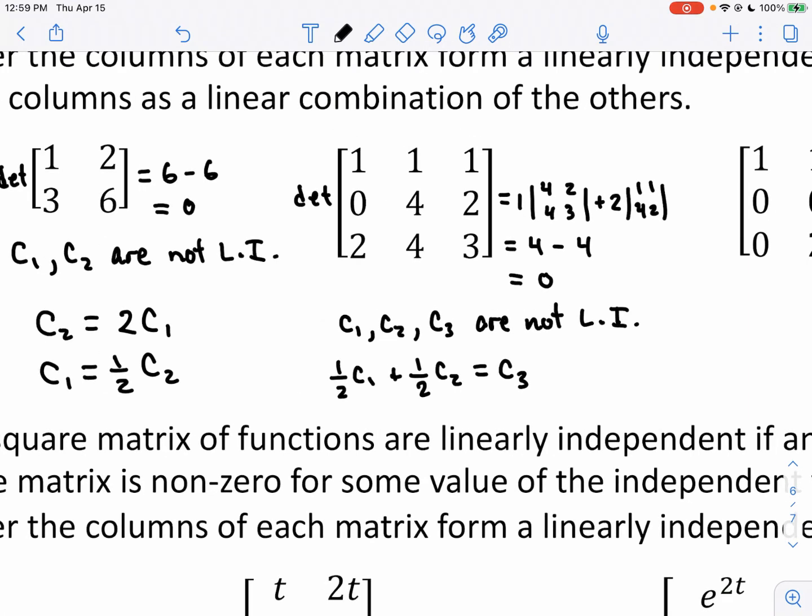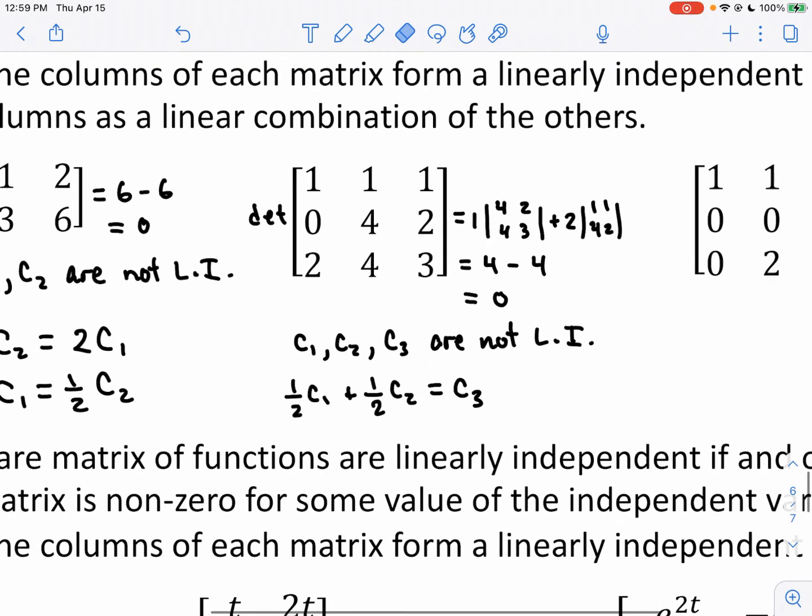And I should probably call these column vectors, but I'm going to leave the vector notation off, just knowing that C stands for a column, hence it's a vector. Just kind of inventing my own notation right now. But half of column 1 plus half of column 2 should give you column 3. Just double check that. Half of 1 plus half of 1 gives you 1, check. Half of 0 plus half of 4 gives you 2. Half of 2 plus half of 4 gives you 3.